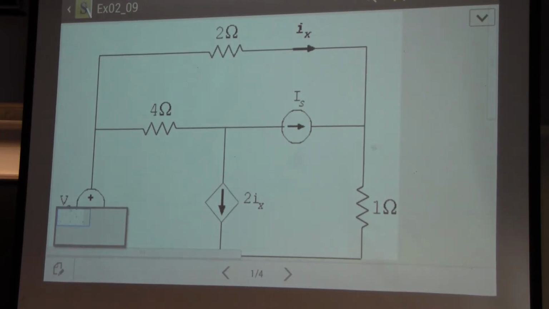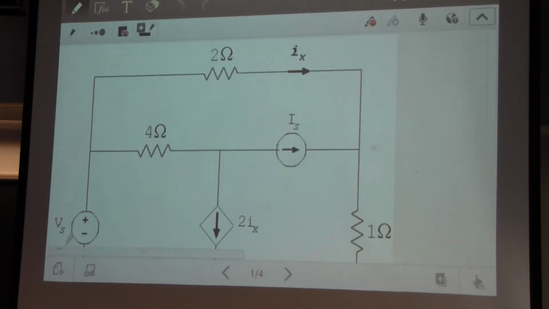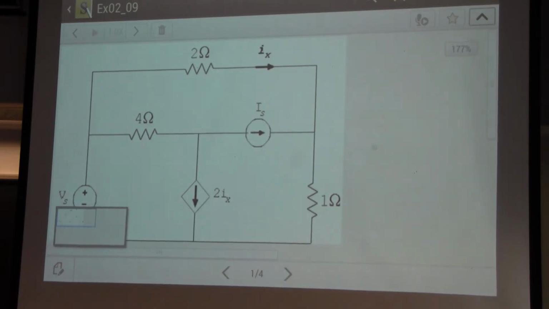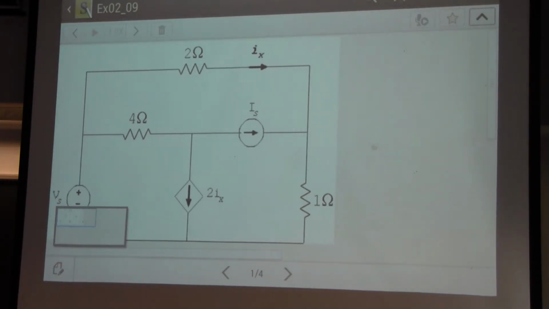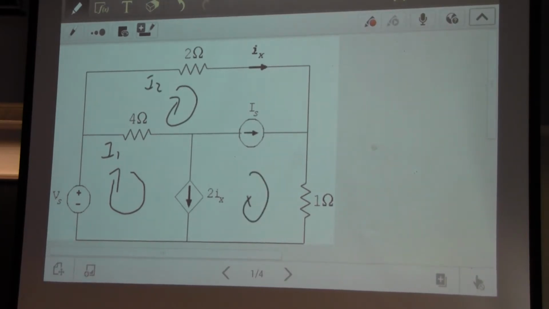If you remember the loop current method, what we should do is start assigning loop currents. So if we look at this particular circuit, let me choose this to be current 1. This is going to be my first current. Let me call this I2, and then this is going to be I3. So I have my 3 loop currents there.